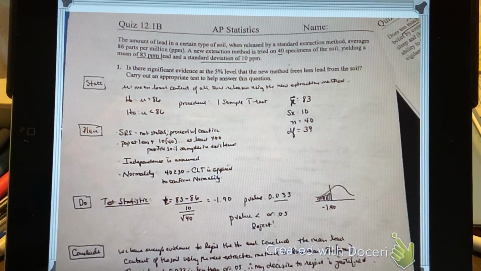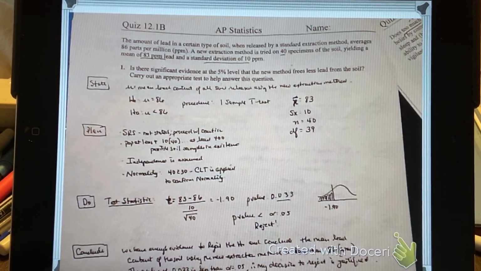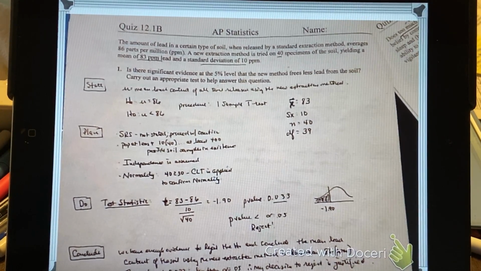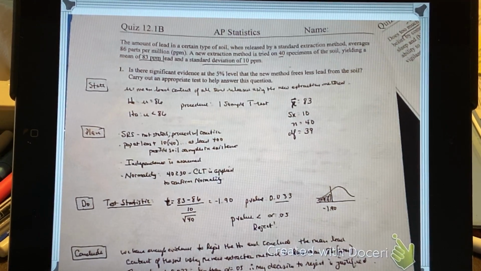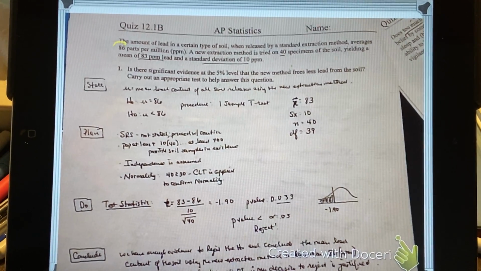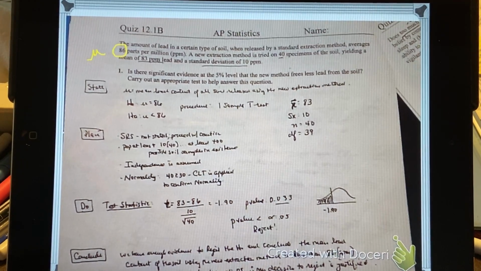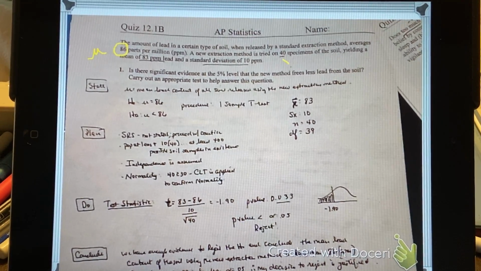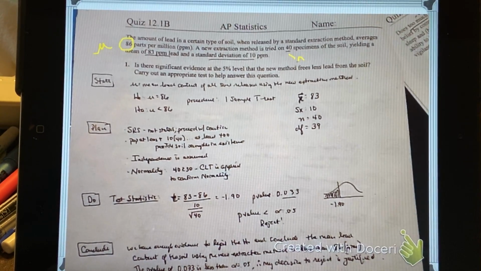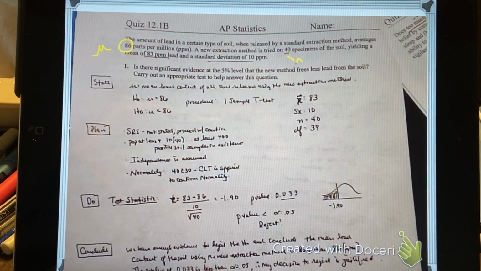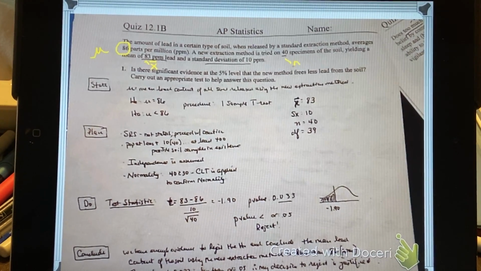And here we're doing a little bit of environmental work. Amount of lead in a certain type of soil when released by a standard extraction method averages 86 parts per million. Okay, so when I read that, they've got to give me a mu. So guess what? 86 is my mu. And then they do this method, and it's tried on 40 specimens. So that's how many is in the sample. And this is what it yields, 83 parts per million. So 83 is my x bar. And then they tell me a standard deviation of 10.